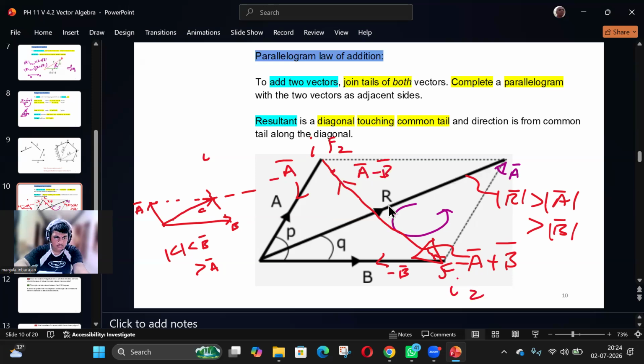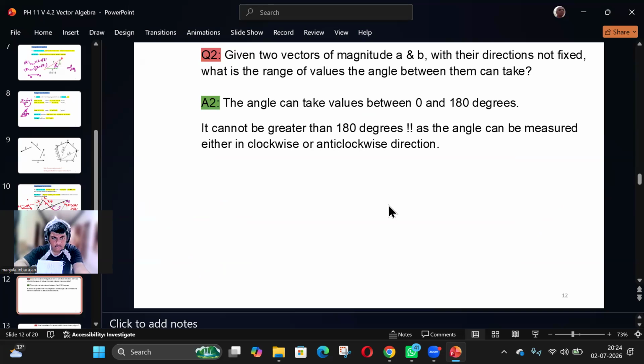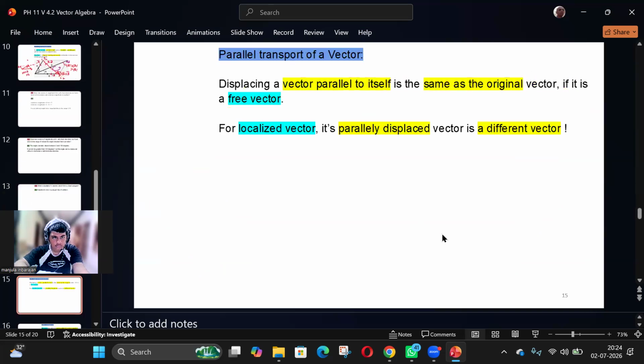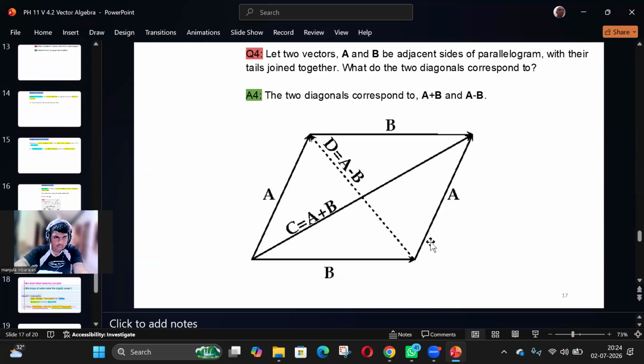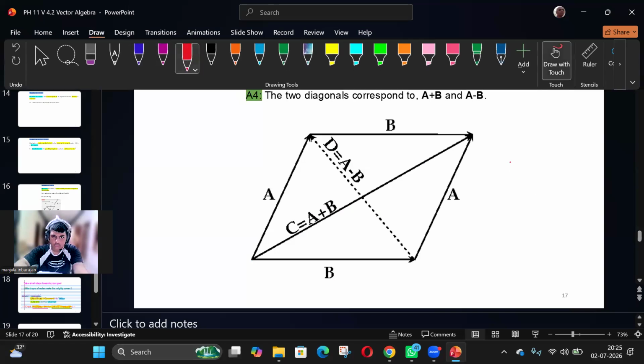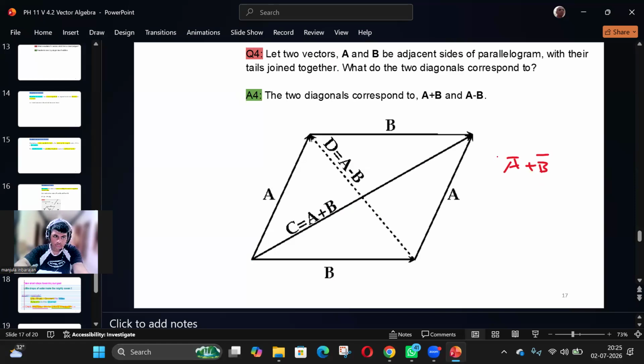So once a parallelogram is complete, there are two diagonals. The diagonal which is between the two vectors is the sum. The other diagonal is the difference. That's what I explained here. A and B. So this diagonal which is between the two vectors is the sum A plus B, and this is A minus B. So here A plus B is greater than A minus B, lengthwise. In this particular example, the size of A plus B is greater than A minus B.